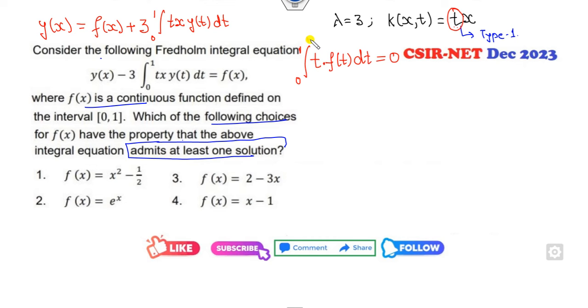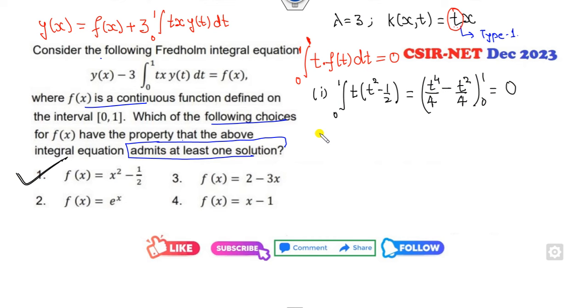So look at the first option. Integral 0 to 1 of t times t square minus half. What is the integration of this? It's t cube, so t raised to power 4 over 4 minus t square over 4 from 0 to 1. It will be 0. Satisfied? First option is the right answer. Look at the second option. Integral 0 to 1 of t e raised to power t. What is the integration of this? T minus 1 e raised to power t from 0 to 1. When you substitute 1, it's 0. When you substitute 0, it's plus 1, which is non-zero. So the second option is cancelled.